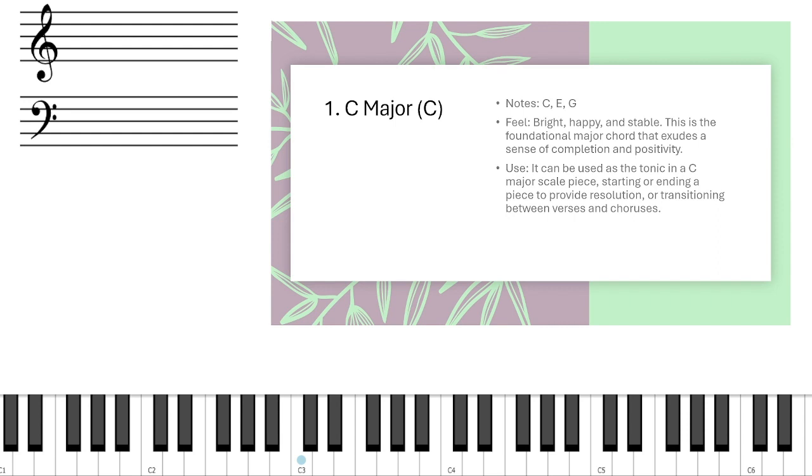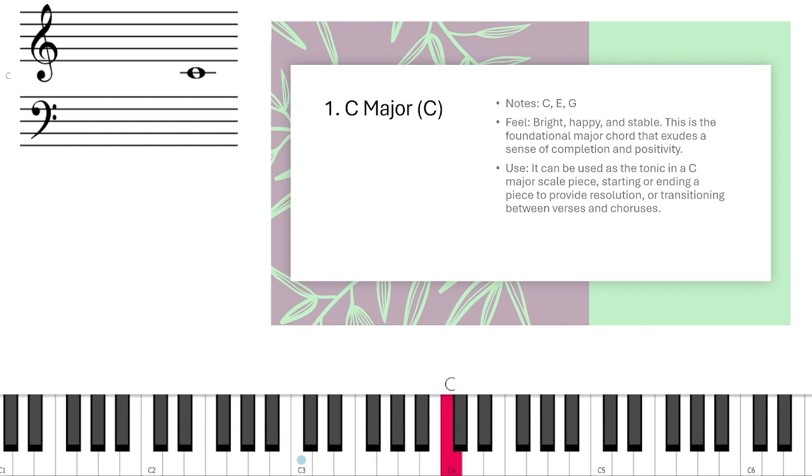A C major chord could be very useful to you as a musician. It can be used as the tonic in a C major scale piece, starting or ending a piece to provide resolution or transitioning between verses and choruses.